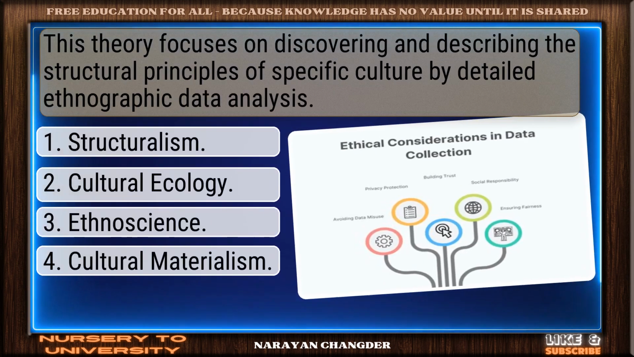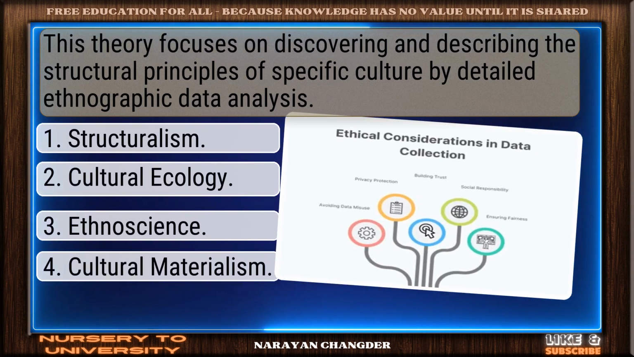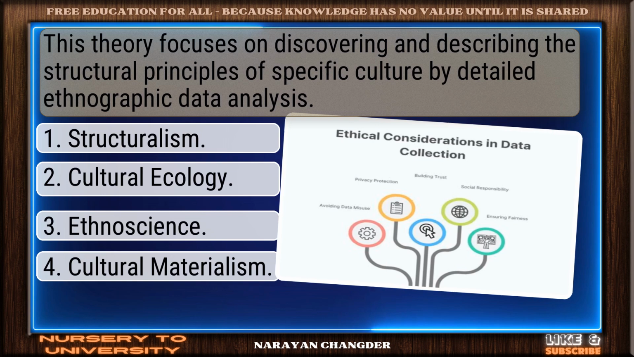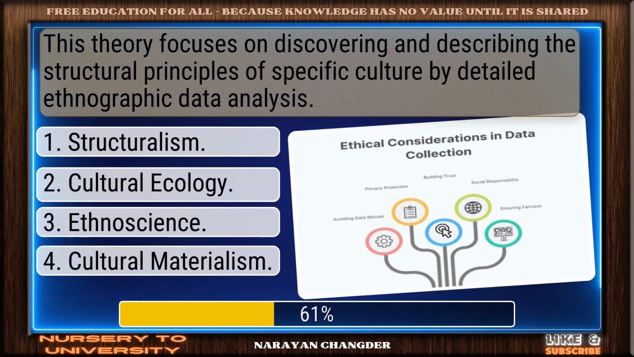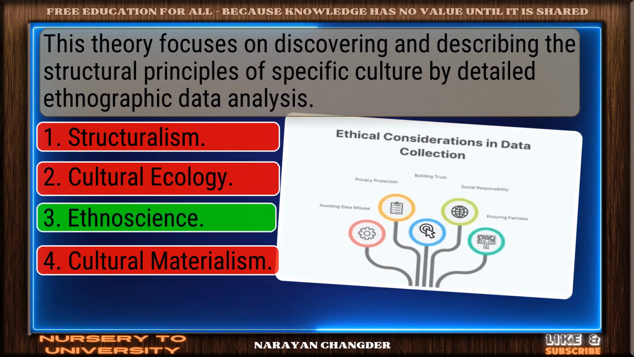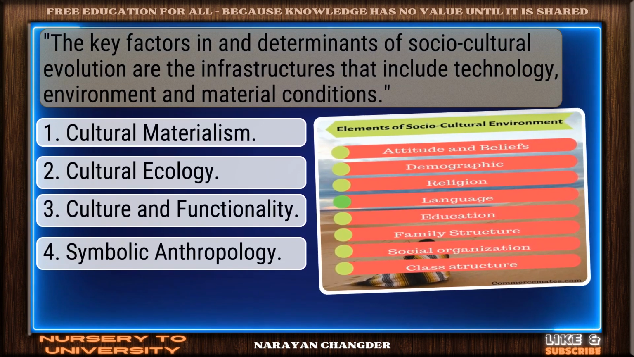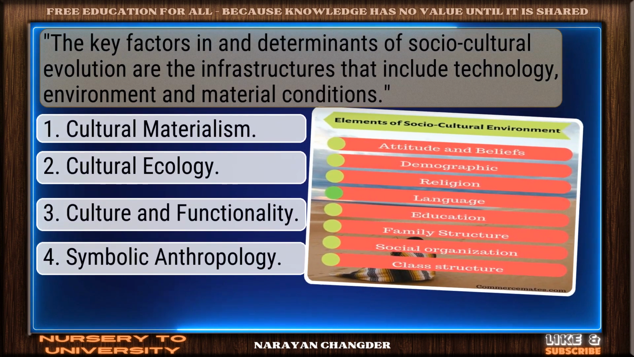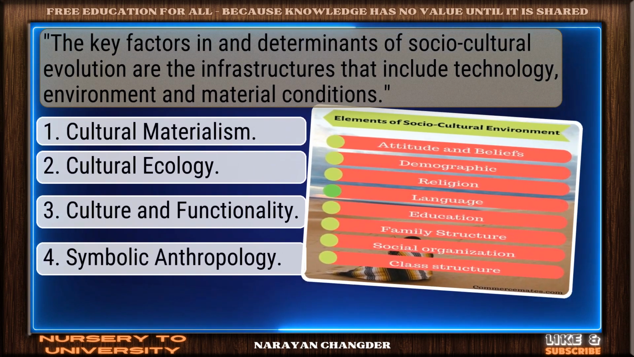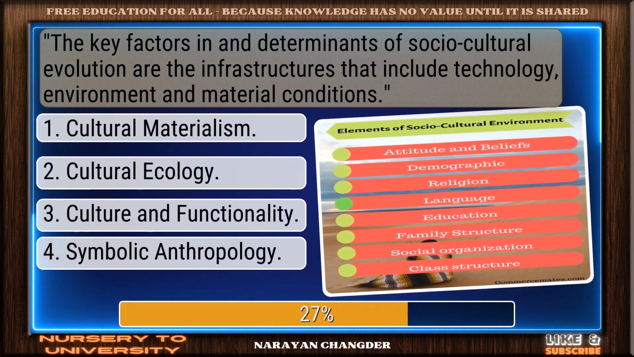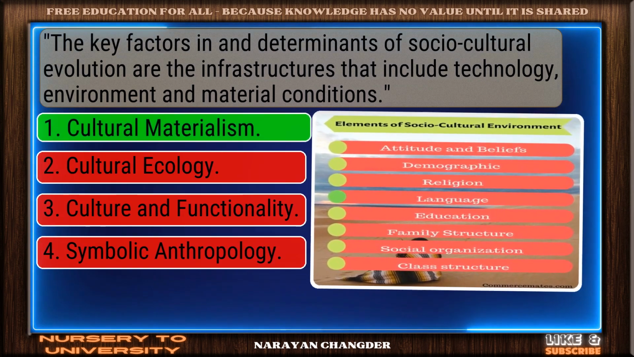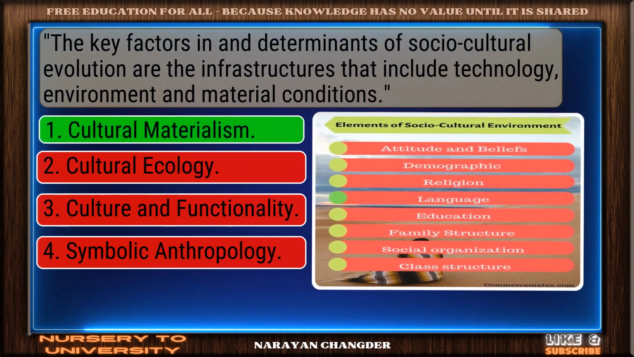This theory focuses on discovering and describing the structural principles of specific cultures by detailed ethnographic data analysis. Right again. Ethnoscience is a valid answer. The key factors in and determinants of socio-cultural evolution are the infrastructures that include technology, environment, and material conditions. Smart move. Cultural materialism is an accurate answer.